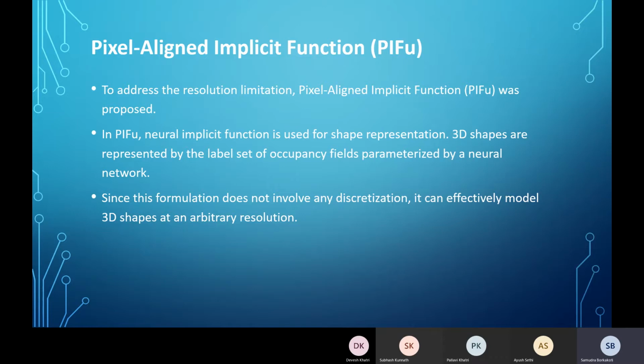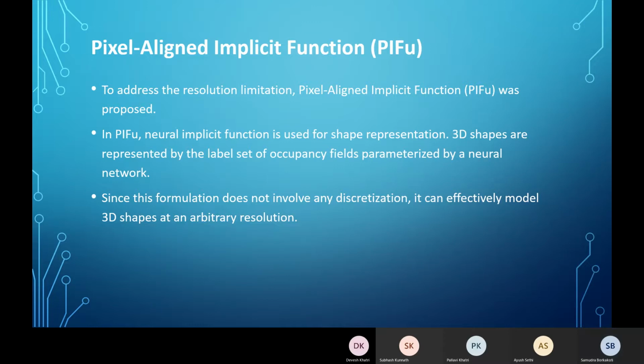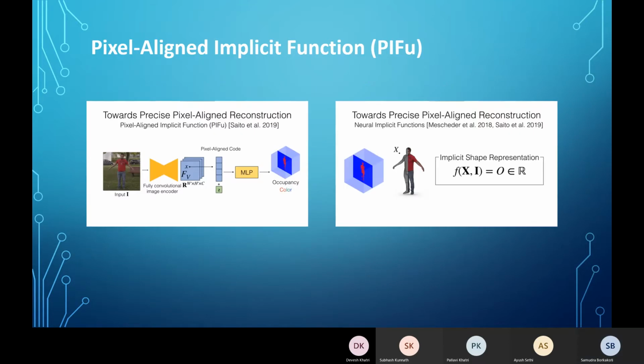So here the continuous data does not need to be converted into discrete data, and it's kind of fast compared to the previous model-free one. This is faster, and the output is at an arbitrary resolution. Here's the method, the flow diagram showing how it's used, and the formula as well.